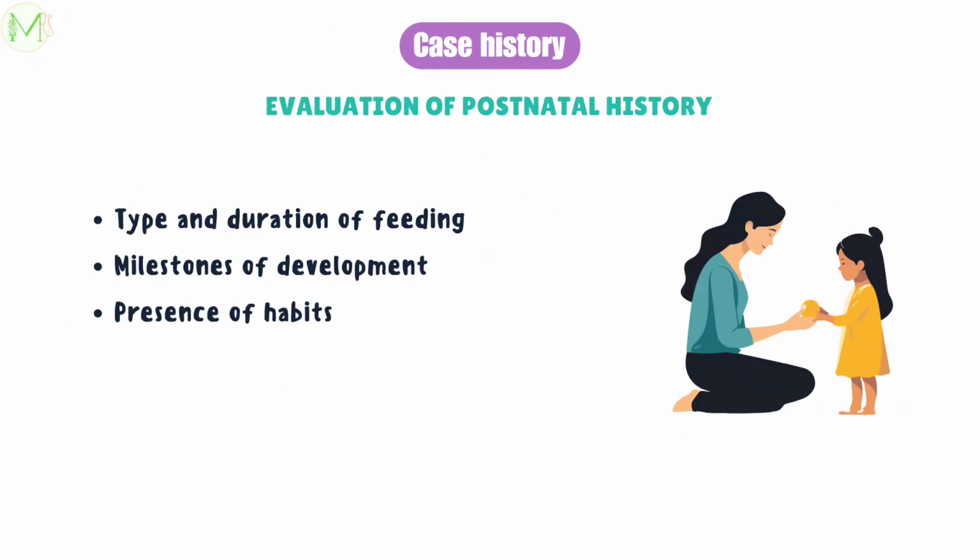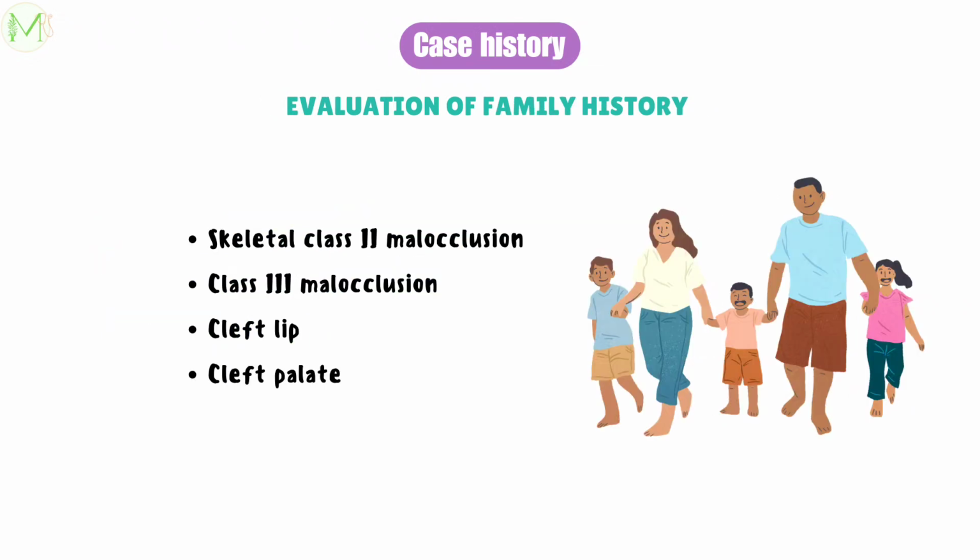Also, we need to inquire about the postnatal history, where the type and duration of feeding is noted, milestones of natural development, and the presence of any oral habits is also noted. Next, we'll record the family history in order to assess the presence of any inherited disease pattern or trait. It should record the details of existing malocclusion in other family members: skeletal class 2 malocclusion, class 3 malocclusion, cleft lip, cleft palate. These are the examples which can get inherited.